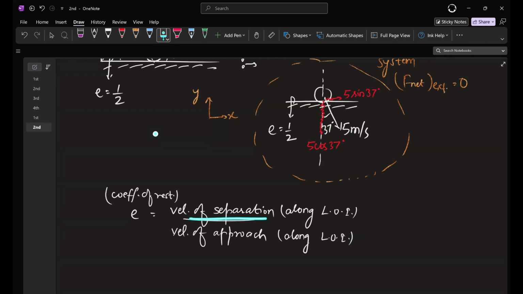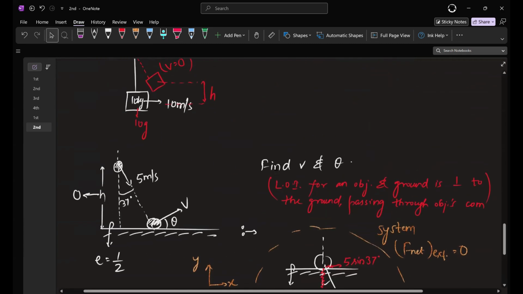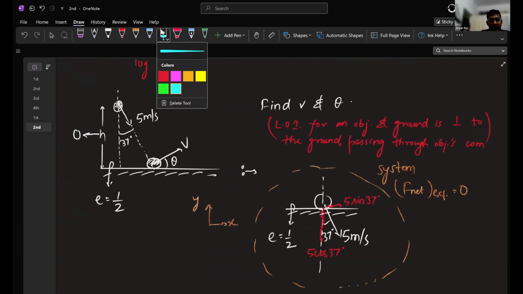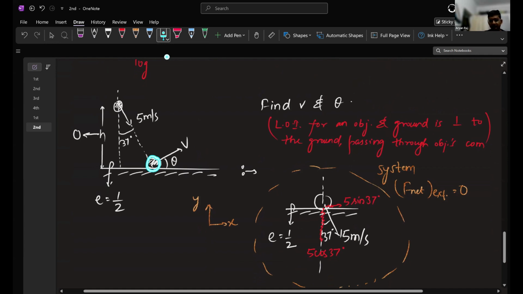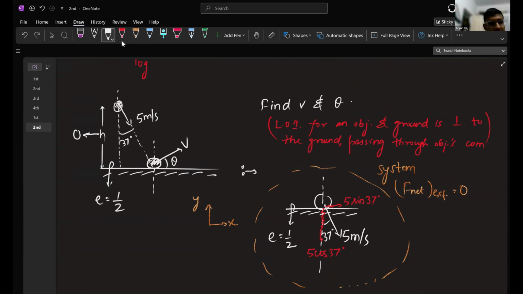But what would be the velocity of separation? See, this is the condition just after the collision, right? And again, the line of impact here would be this. Am I right? Let me highlight the line of impact with a different color so that you understand it. So this is the line of impact, right? And again here, this was the line of impact. Any doubts? No. Okay. So the line of impact is this.